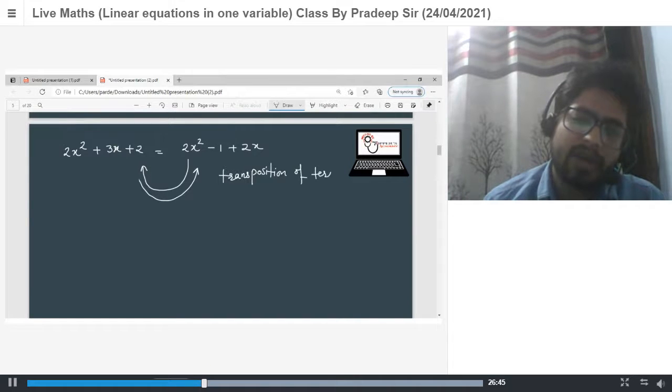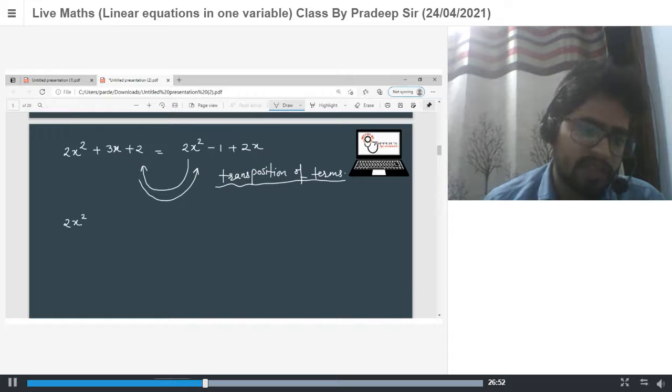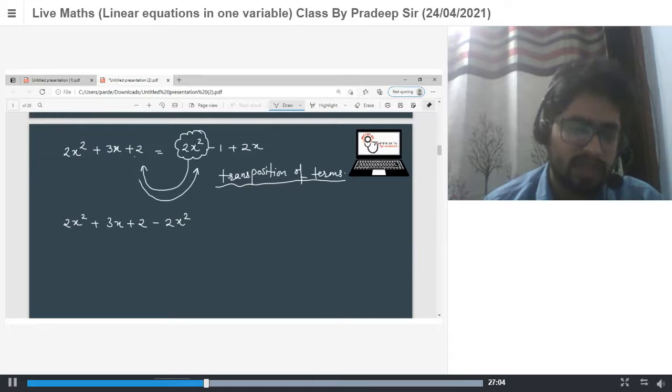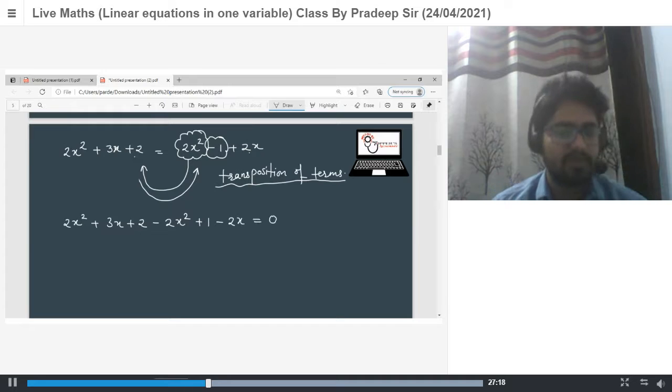And during transposition, the sign of terms changes. Let's say this is your 2x square plus 3x plus 2. Now transpose 2x square to the left hand side. So this will become minus 2x square. Here this is plus 2x square. On transposition the sign changes, minus 2x square. This is minus 1. After transposition this will become plus 1. Similarly, this is plus 2x. After transposition, this will become minus 2x, and the RHS became equal to 0, yes or no?